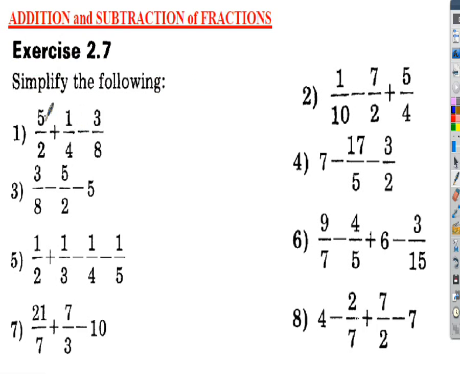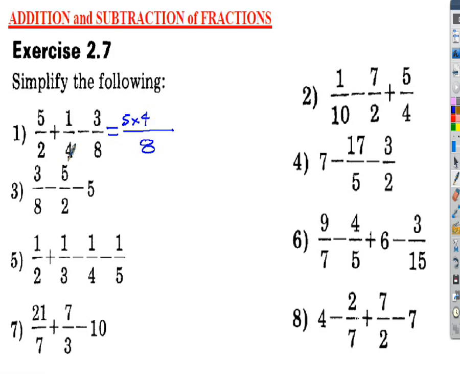So in question 1 we've got 5 upon 2 added to 1 upon 4 and we're subtracting from that 3 upon 8. As with all addition and subtraction problems, we have to find a common denominator. So looking at the numbers 2, 4 and 8, the lowest common multiple there would be 8. They all divide into 8. So 8 is our common denominator for this sum. And again, going through our process, how many times does 2 divide into 8? It goes 4 times, so that becomes 5 multiplied by 4.